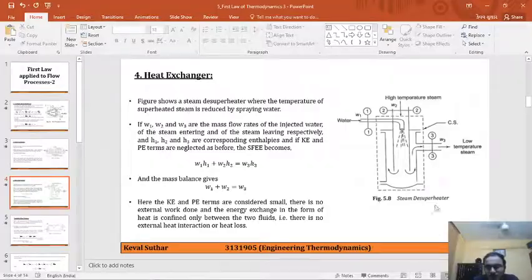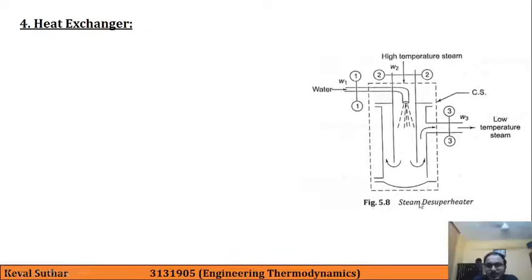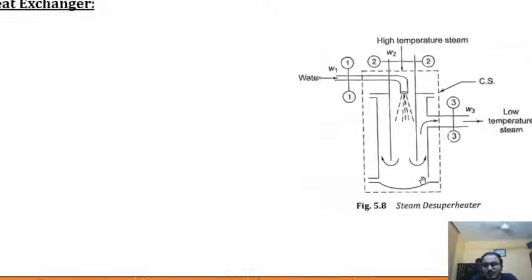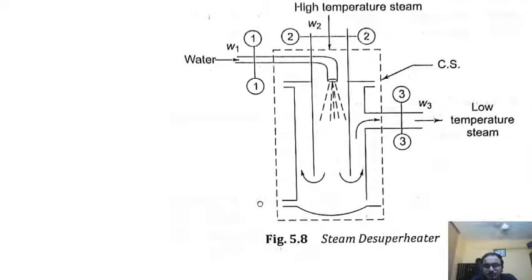So now we are also studying another example of heat exchanger, which is the steam desuperheater. So here, if you see, from the top high temperature steam is entering, and we need to cool this steam. So that's why we are using water here, and this water is coming from this path and it is getting mixed with this steam, and then it is coming out here, which is low temperature steam.